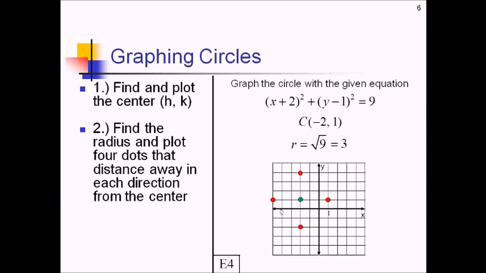I mean, technically, you're 3 away in every single direction, even the in-betweener sort of directions, but I'm not sure how far 3 is going diagonally. So I'll just go with what I know. Finally, just connect the dots and draw that circle. So there we go.